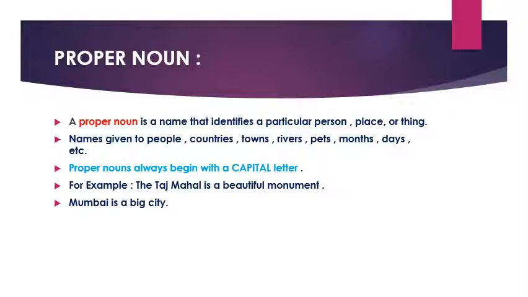Children, keep in your mind that proper nouns are always written with capital letters, means it begins with a capital letter. Let us see the example. The Taj Mahal is a beautiful monument. Here you can see Taj Mahal. Taj starts with T and it is written as capital. Mumbai is a big city. Mumbai, M, it begins with capital letter.